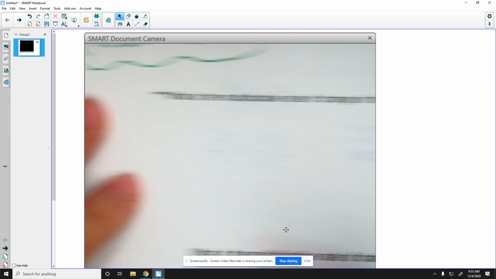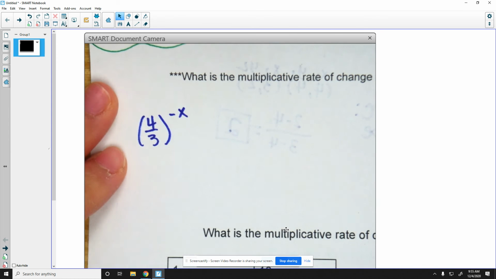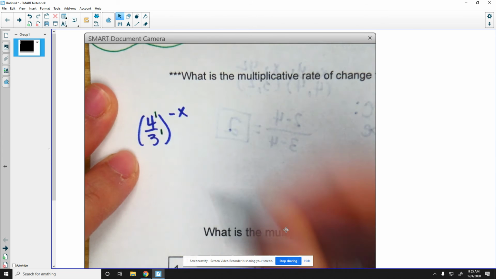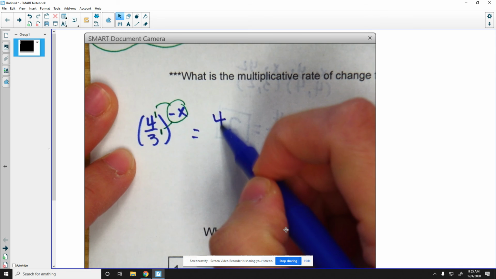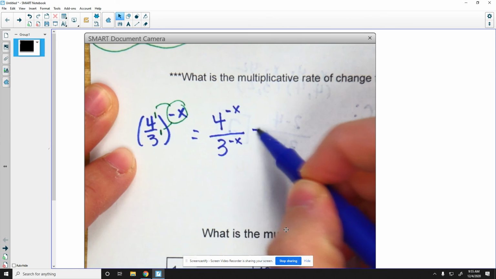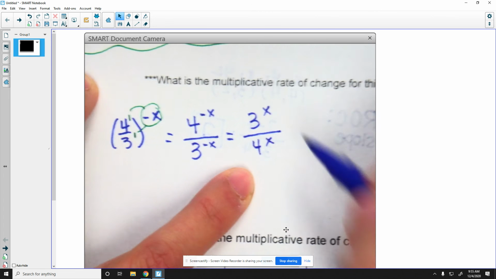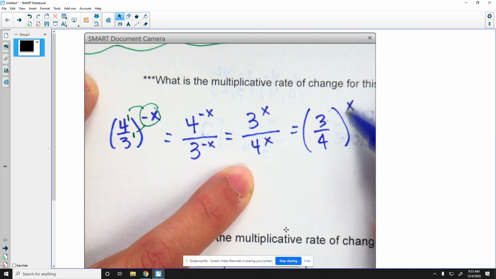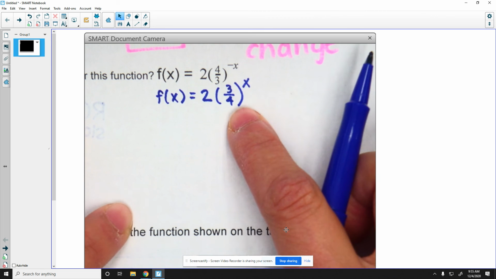Okay, remember how if I had 4/3 to the negative x, like last chapter, I said, if you have a negative exponent, put ones as exponents for things that you can't see, and then you distribute. So now you have 4 to the 1 times negative x is negative x, and 3 to the 1 times negative x is negative x. Negative exponents means you flip. So 3 to the x on top, 4 to the x on the bottom. Isn't that the same thing as just saying 3/4, all of it, to the x, since this is to the x and that's to the x? That's why I'm flipping. That's why this should make sense to you.